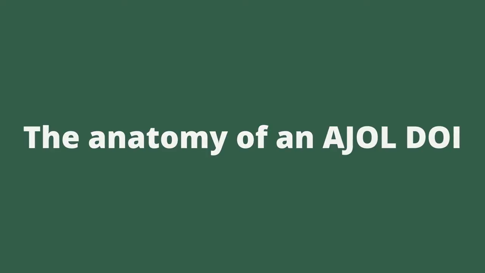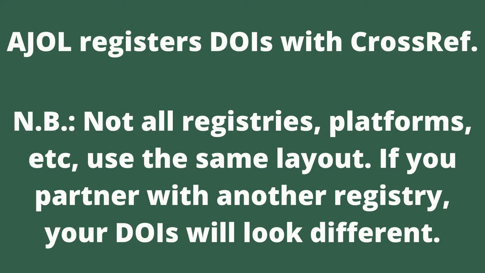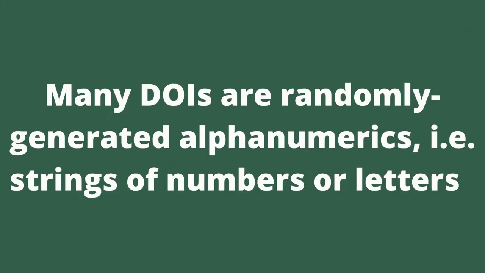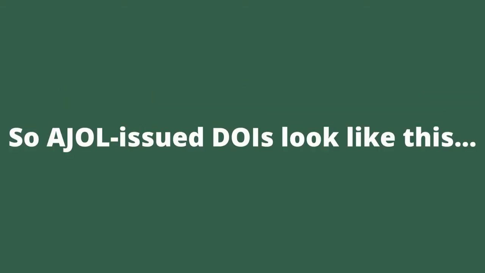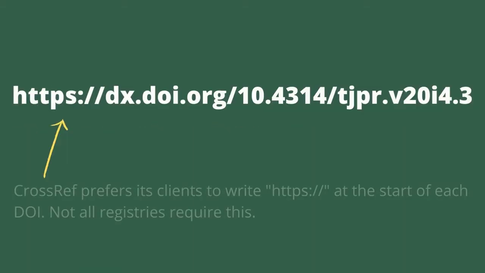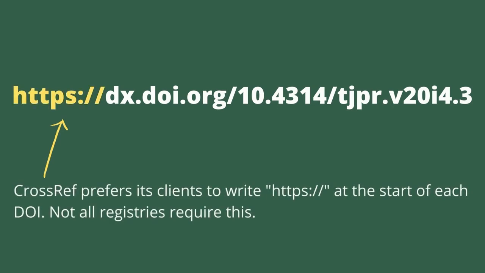The anatomy of an AJOL DOI. Please note, this is how we do it at AJOL, and we register with Crossref, so not all registries and platforms use the same layout. DOIs are often randomly generated, but at AJOL, because we like logic, and we believe that humans and computers should be able to read code, we use a specific layout, which looks like this.